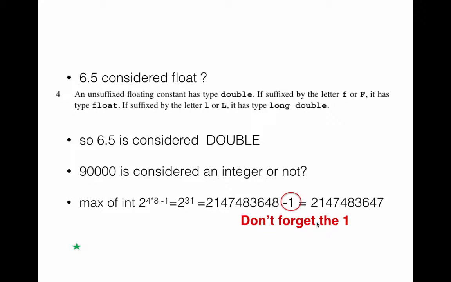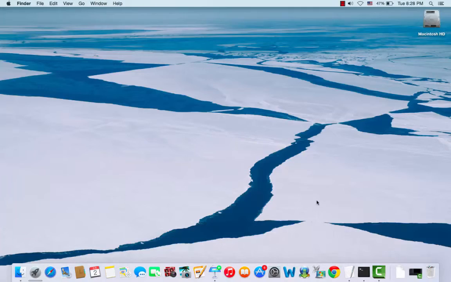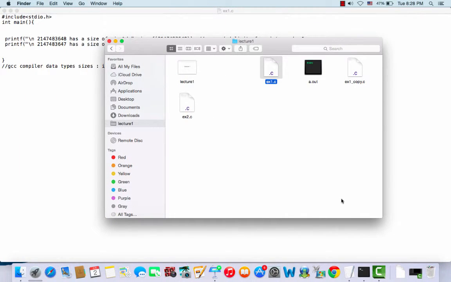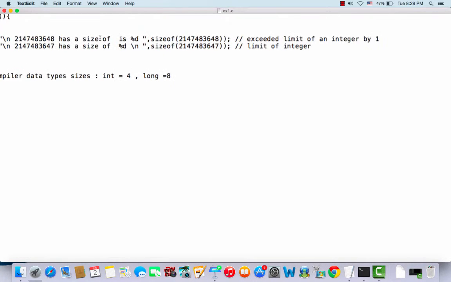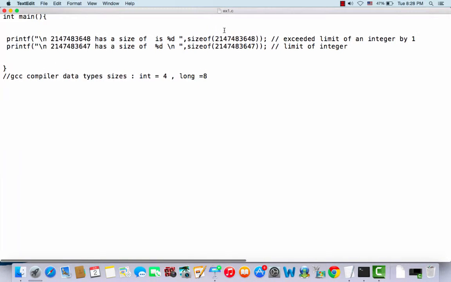And after that, don't forget this one, because this will make a difference between the long and the integer. Just plus or minus one will make a difference between integer and long. So let's see this example. We have this number, and this number. This exceeds the limit of integer by one, and this is the limit of integer. Let's compile it and see what will happen.